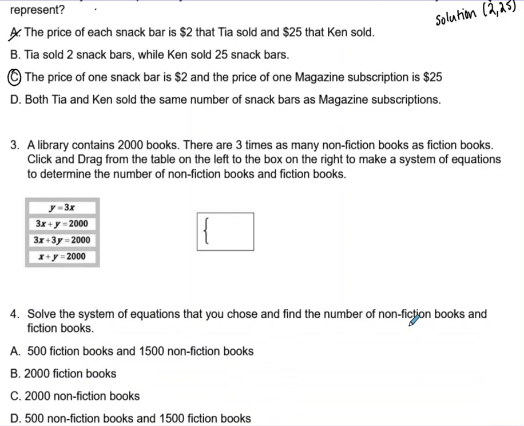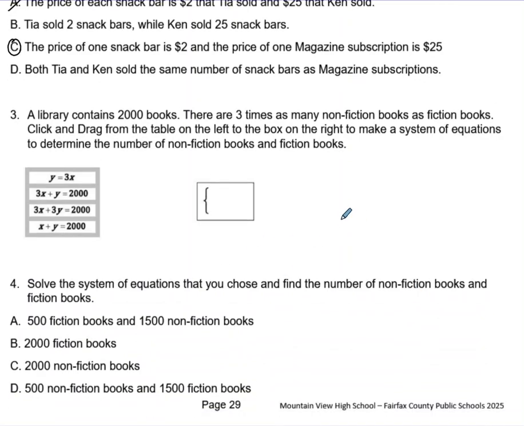Okay? Alright, a library contains 2,000 books. There are 3 times as many non-fiction books as fiction books. Alright, so there are 2 types of books here. You have fiction books, and then you have non-fiction books. And it tells me that there are 3 times as many non-fiction as there are fiction. So we're going to say 3 times the fiction books.